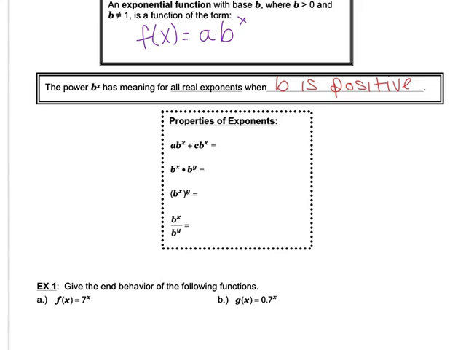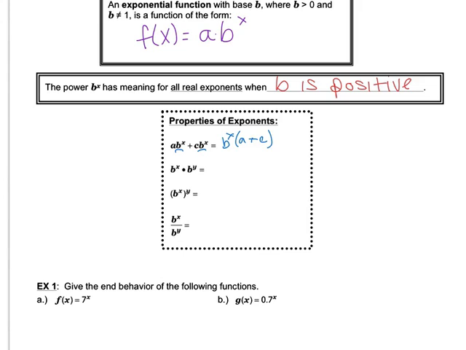So the first one here is not necessarily a property. There's not much we can do to simplify this expression, except for the fact that both terms contain b to the x. So really the most we can do is just factor out b to the x. And then you still have a plus c left in the middle.